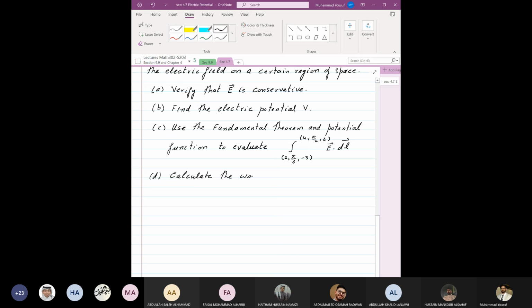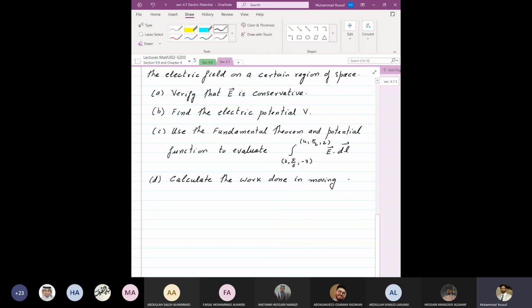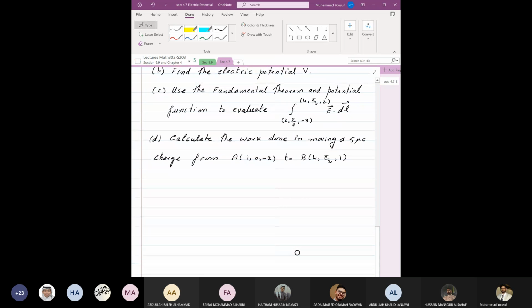Calculate the work done in moving a 5 microcoulomb charge from A (1, 0, negative 2) to B (4, pi over 2, 1). So this is another set of points.